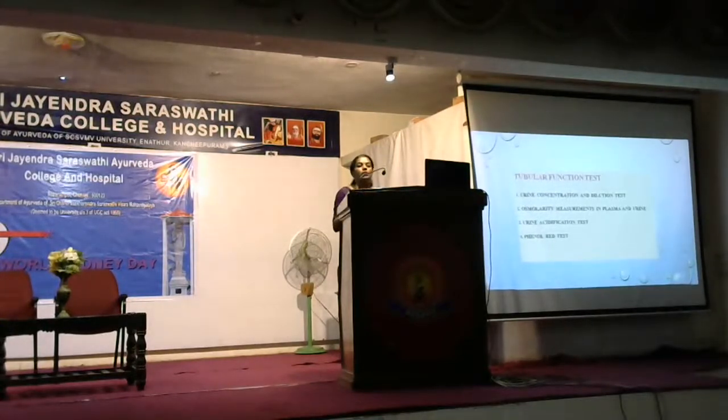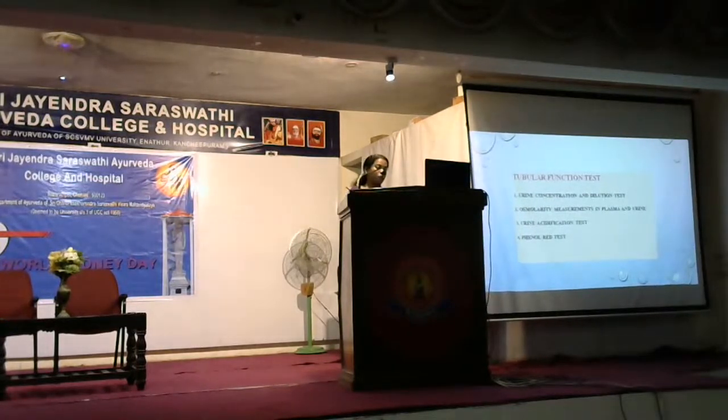Then we have to go with the tubular function tests. These include the urine concentration and dilution test, osmolarity measurements in plasma and urine, the acidification test, and the phenol red test. Especially in the urine concentration and dilution test, we get an idea about urine specific gravity. Urine specific gravity will change in acute renal failure conditions and all. Similarly, all these parameters are assessed to find out whether any of the tubular parameters are altered or not.